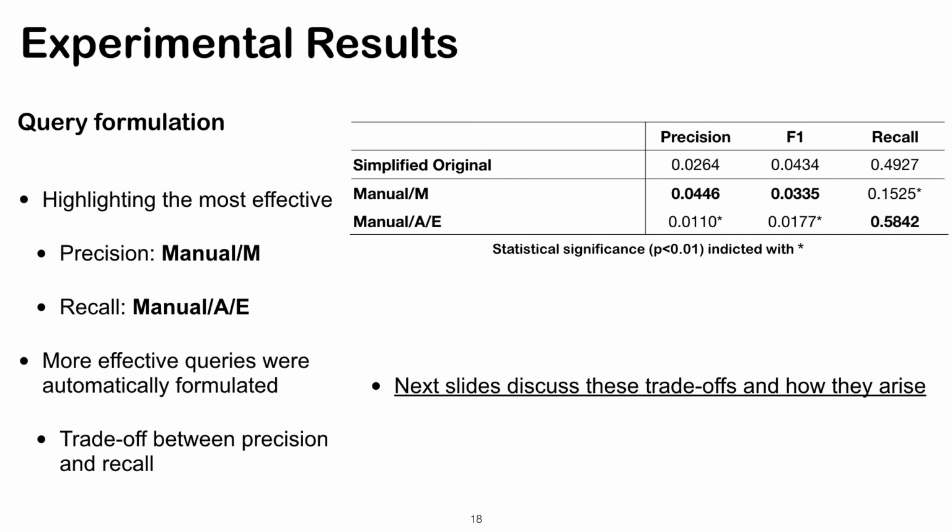First, we will explore the highlights of the most effective combination of query formulation methods. In terms of precision, we find that manual query logic composition with the matched keyword mapping method provides us with the highest precision, and the manual query logic composition with alias keyword mapping and entity expansion provides us the highest recall. And in both of these situations, we get a higher precision and a higher recall than the simplified version of the original queries. We find that between many methods, there is a trade-off between precision and recall, and these next slides discuss this trade-off and how they arise. Note that not all results are presented here for time reasons, however they are discussed in further detail in the paper.